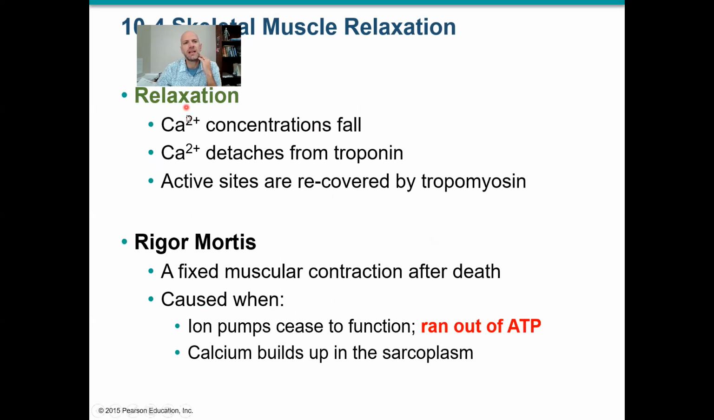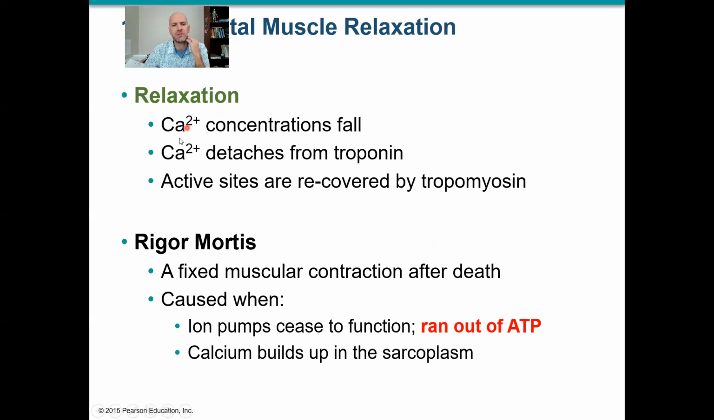During relaxation, calcium ion concentrations fall in the myofibril, and so calcium detaches from troponin. Therefore, troponin and tropomyosin slide back over to cover the active site on actin. Myosin can no longer bind, the muscle will release, and all of the filaments will begin to slide back apart from each other.